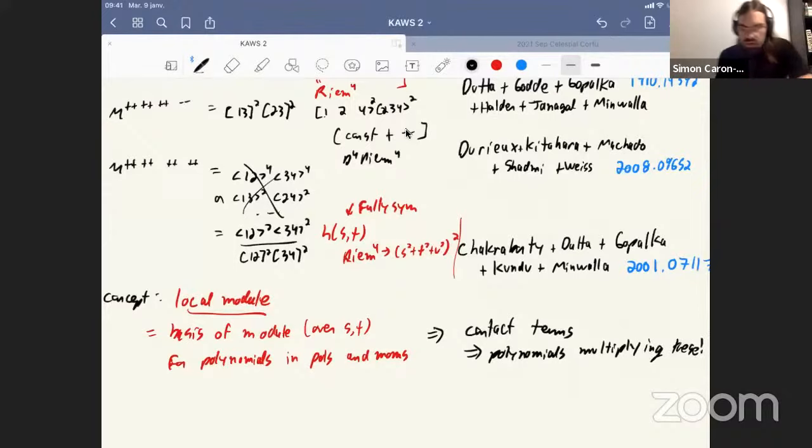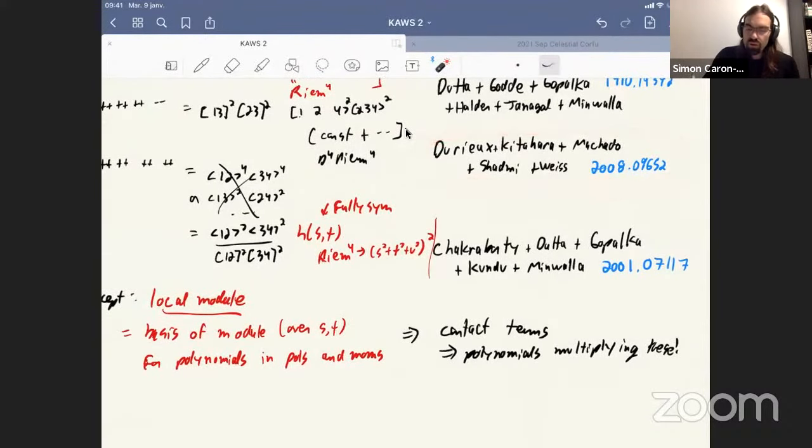In lucky situations, the module is freely generated, so these polynomials are completely independent. Sometimes it's like this case where you have to impose some conditions: they only start not at the constant term, or the first few orders are not allowed. And that's it. So that's a nice idea.